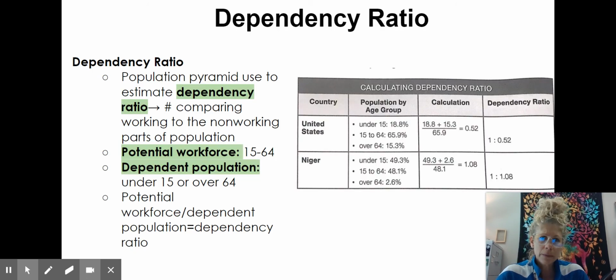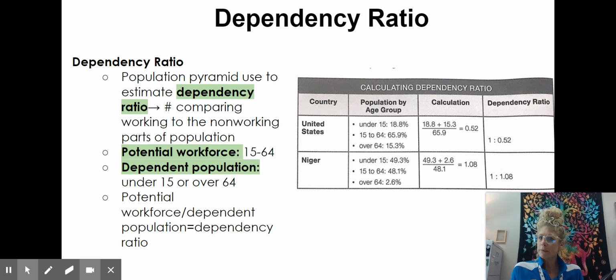So this goes a little more into detail, and there's a snippet of your AMSCO book there of calculating the United States dependency ratio against Niger's. So population pyramid is used to estimate also the dependency ratio. This is super important because if you're going to have a large group of old people, we have to figure out what to do with them. So we need to set up more assisted living and services like that to take care of our elders. So we are comparing working to non-working parts of the population. That's all it is. Very simple.